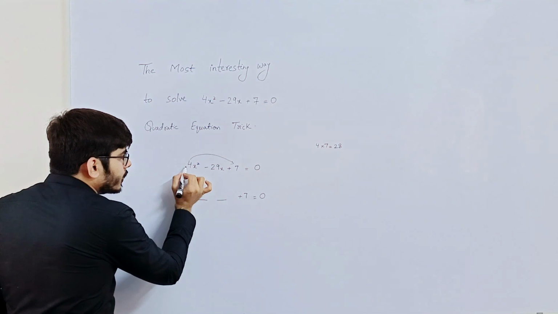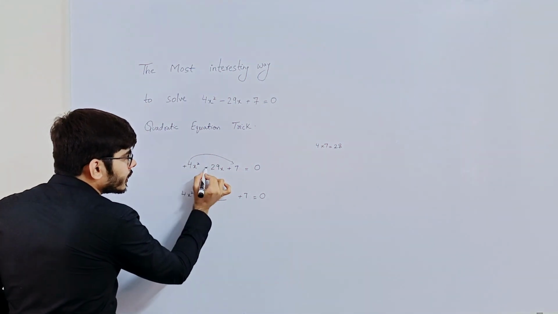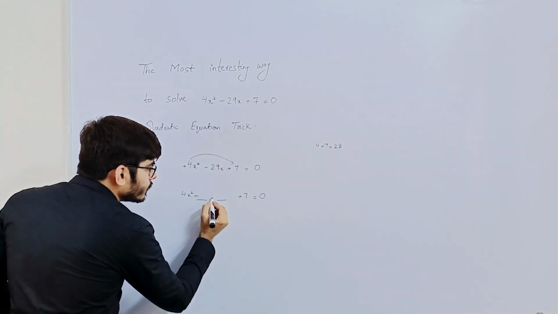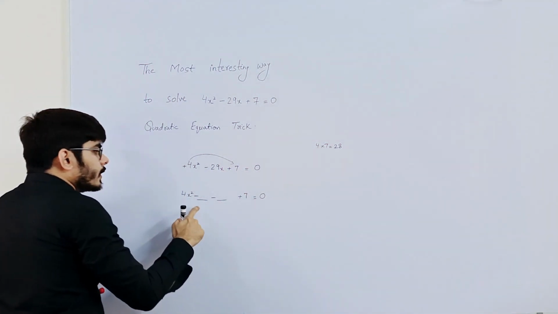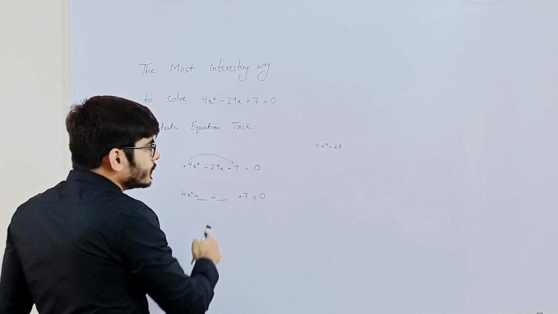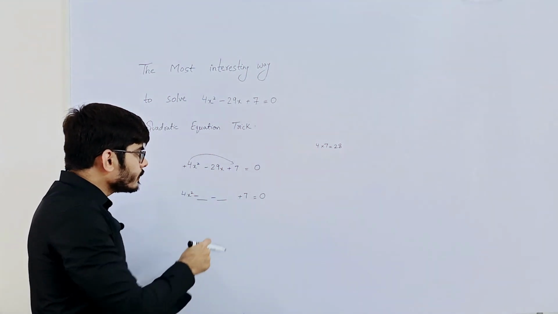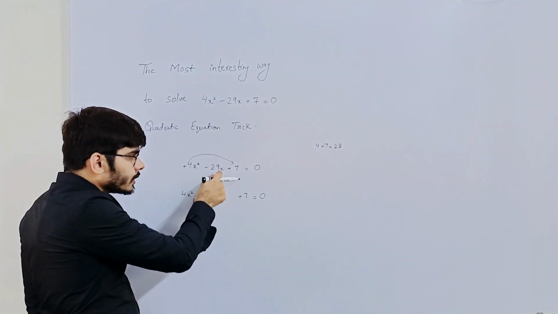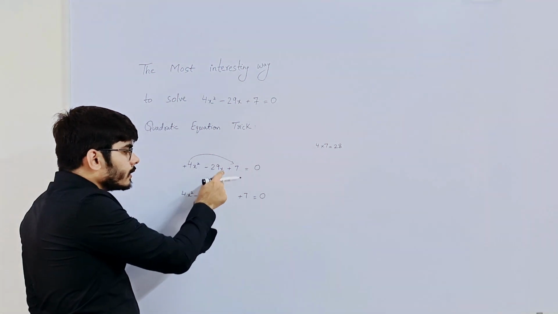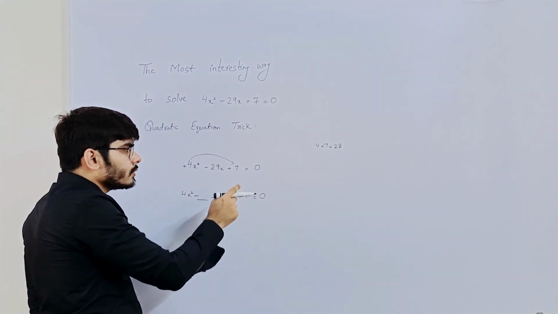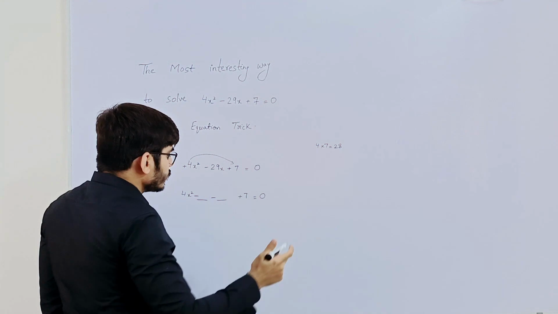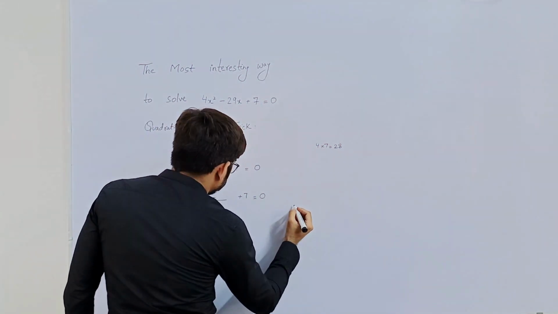Now we have to multiply the signs. Plus times minus gives you minus, and minus times plus gives you minus. When we have two negative terms, it means addition. So we need two numbers that add up to give negative 29, and we need two numbers that multiply to give 28.